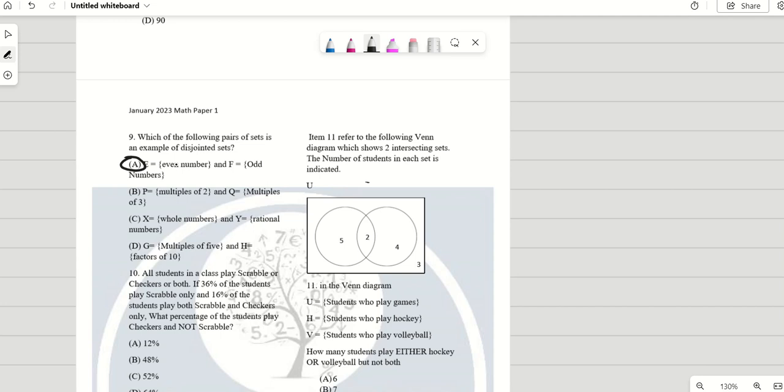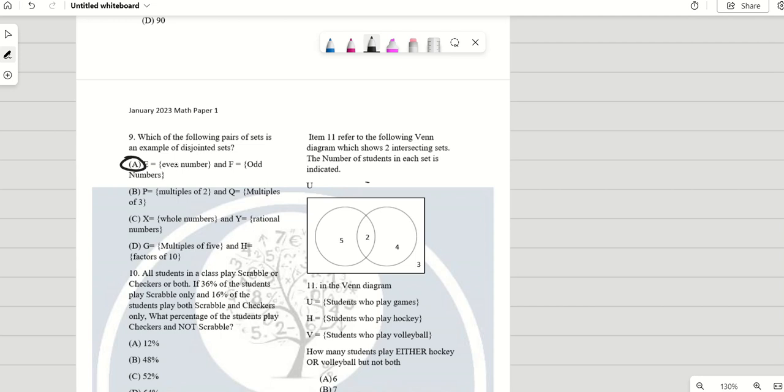Oh, sorry. Number 10, all students in a class play Scrabble or checkers or both. 36 of the students play Scrabble only. 16 play both, and the rest play checkers only. What percentage of students play checkers and not Scrabble?